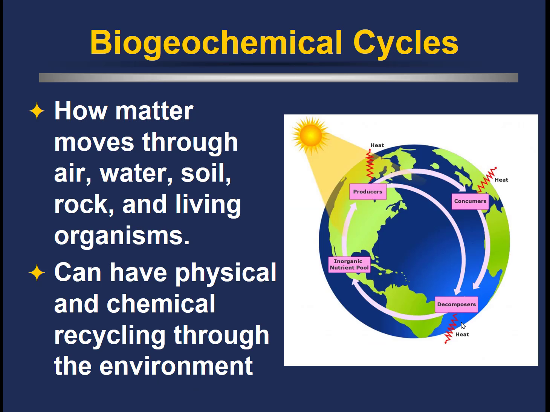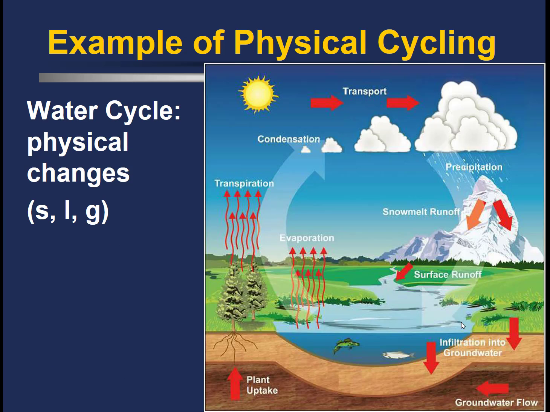On Earth, there are biogeochemical cycles. What this means is how matter moves through the air, water, soil, rock, and living organisms on Earth. These biogeochemical cycles can involve physical changes or chemical changes. The point is the matter is recycled through the environment. An example of physical cycling of matter is the water cycle.